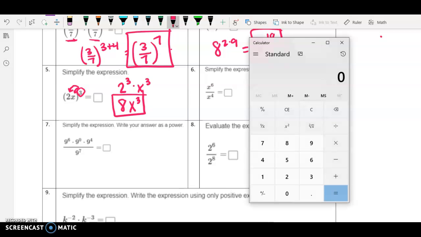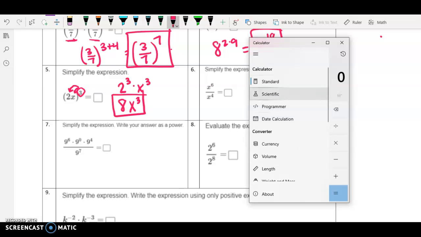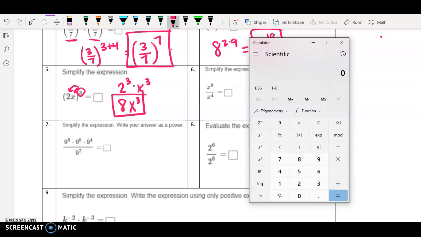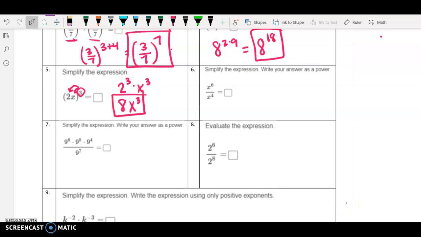Remember, on our calculators, we can type that in. Make sure that you are on scientific on your calculator. And then you do 2, and then you have this x to the y. And click that, and then type 3, and that gives you that 8. And you can use that on your test.